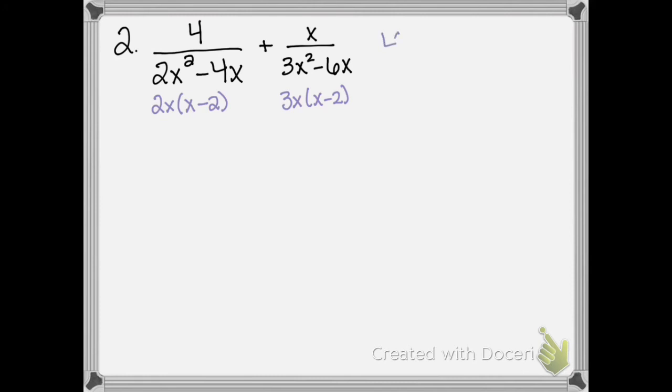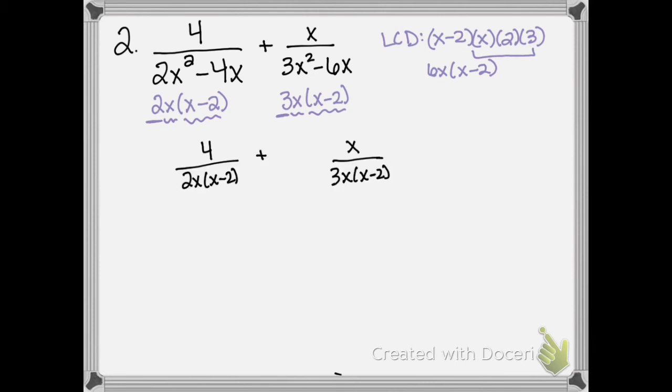So now we're looking for the LCD. Well, I know it has to have an x minus 2 because they both have factors of x minus 2. They also both have a factor of x, so we'll put an x in there. And since 2 and 3 are relatively prime, we need both of them. So we're going to do 2 times 3. And we can leave it like that. I'm going to put the 2 times 3 together, and actually I'm going to put all of this together and say it's 6x times x minus 2.